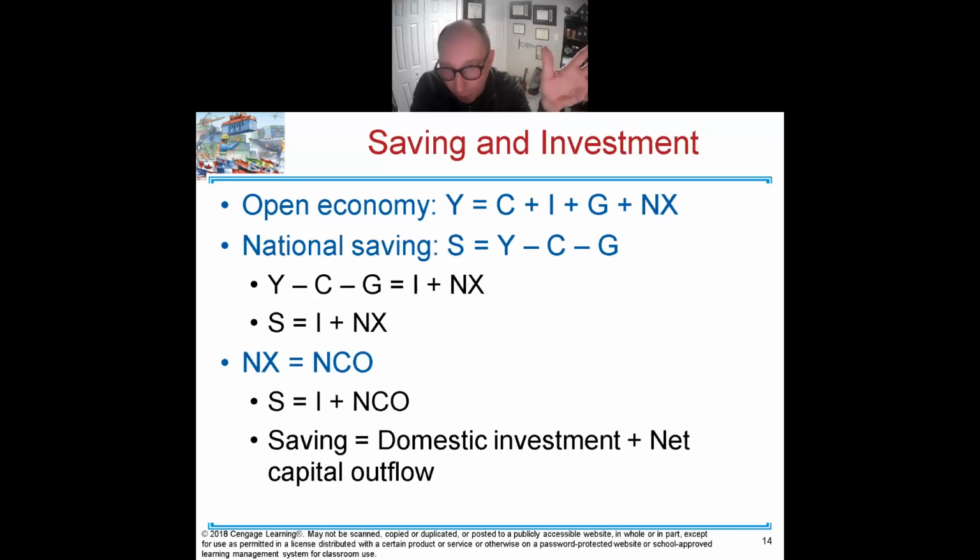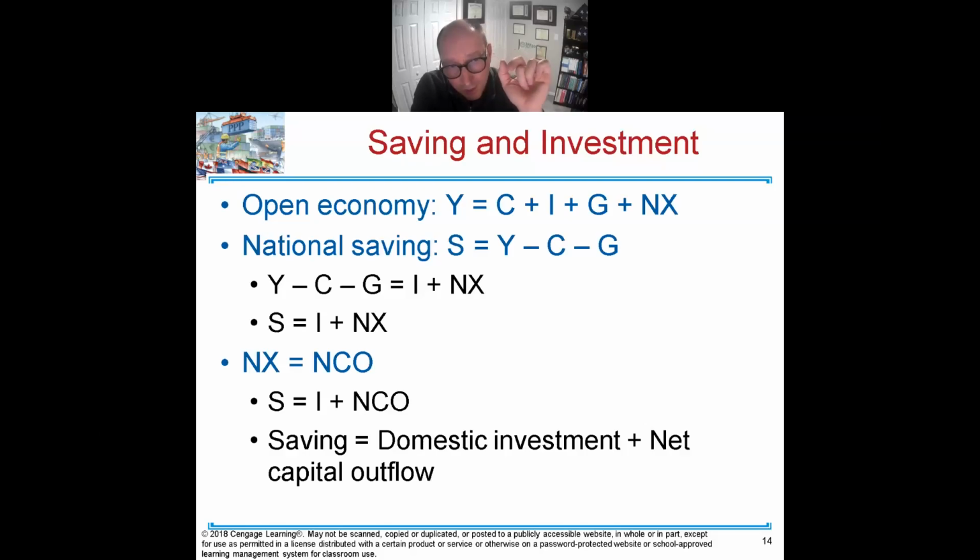So, just as we learned before in previous chapters, when we talked about investing, things like that, we talked about gross domestic product. And in that, we talked about savings and investments. So, when we look at the open economy, we can say Y is equivalent to consumer spending plus investment plus government spending plus net exports.